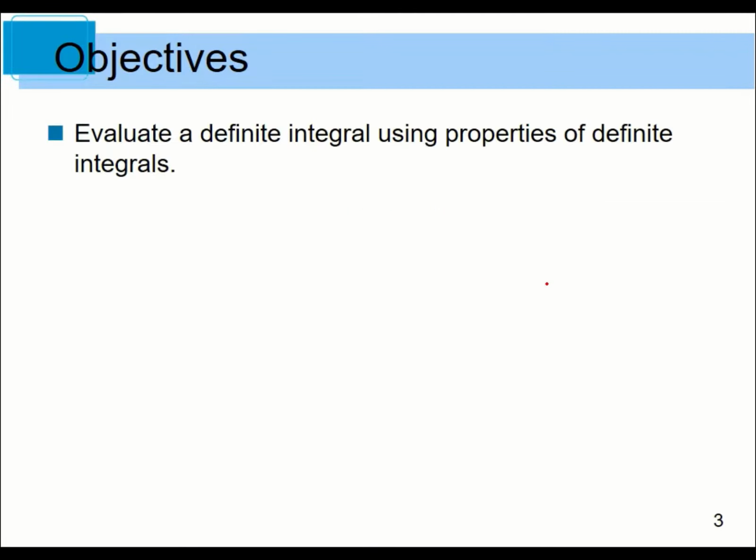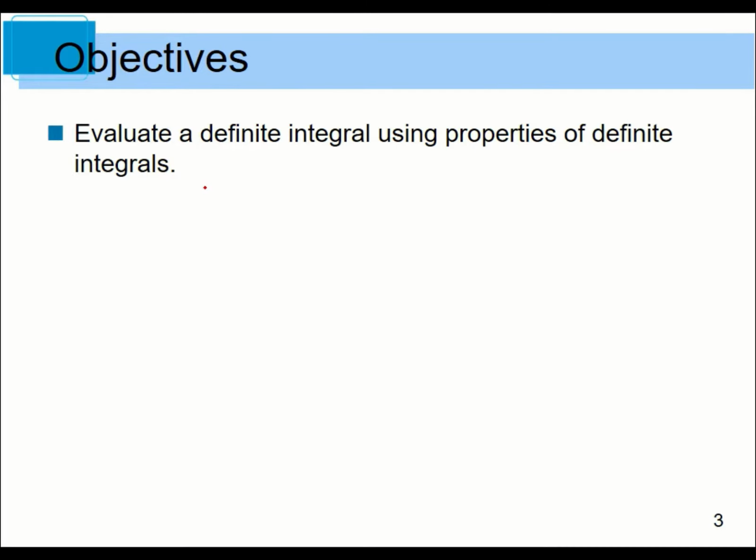In the previous discussion, we discussed the definition of integrations, and we also discussed some basic rules about integrations. So, in today's discussion, we are going to learn what a definite integral is, and also the properties of definite integrals. These are the objectives of today's lesson. First, we are going to evaluate the definite integrals using the properties of definite integrals.